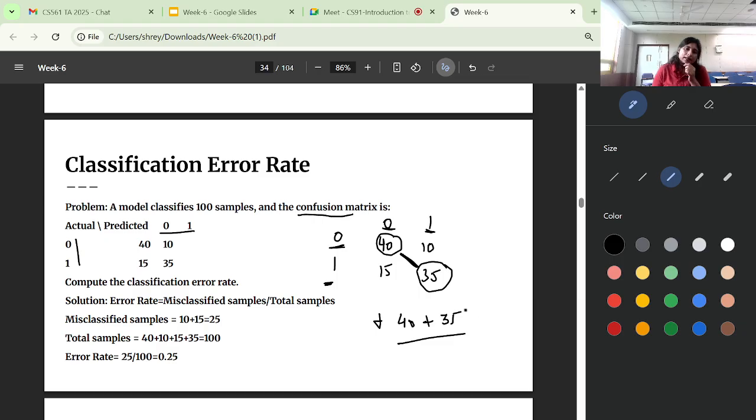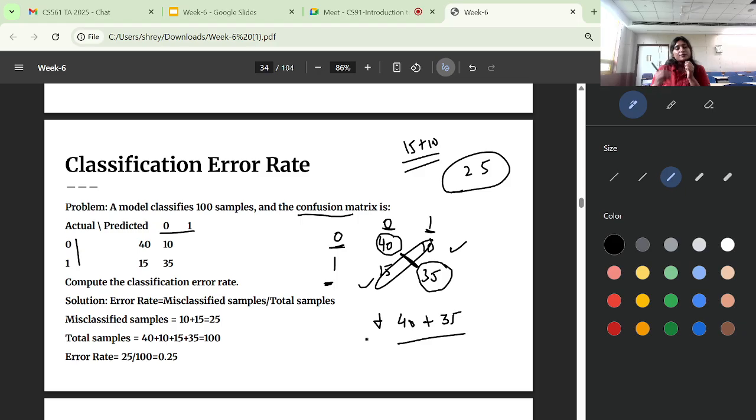So the diagonal elements represent your true values. It means what has been given in the condition is predicted as it is, meaning the error is 0. And the rest of the matrix values are the error values. So if the question is to calculate the classification error rate, then you have to add these two values, 15 plus 10. So these many samples are incorrectly classified. So there are 25 misclassified samples, and the total number of samples is the addition of all these 4.